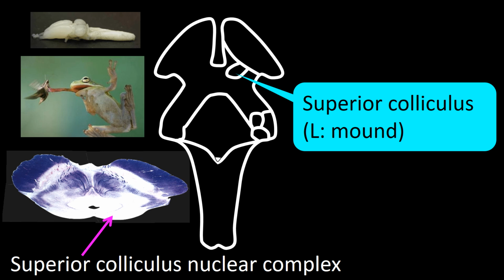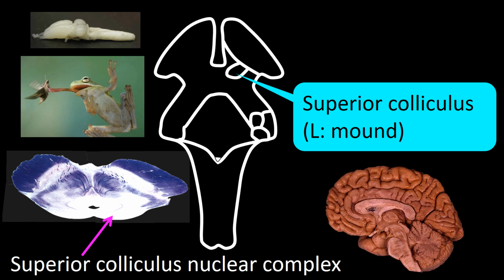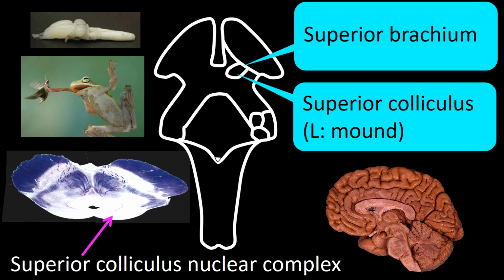I have now introduced a photograph of a frog's brain. Look at the size of the colliculi compared to the size of the cerebral hemispheres. I have now added a human brain. See the size of our colliculi in relation to the cerebral hemispheres. There is a great difference. I am now indicating the superior brachium. The superior brachium connects the superior colliculus to the thalamus.